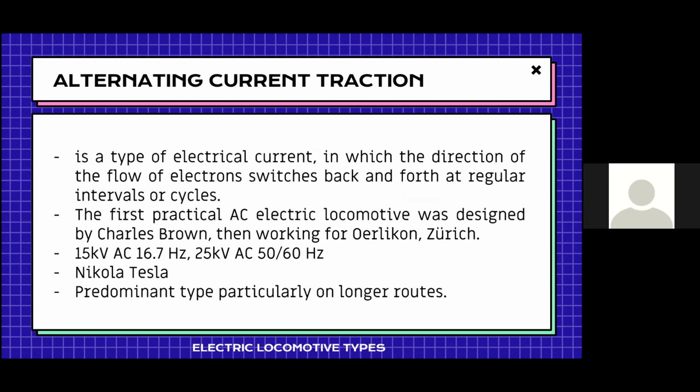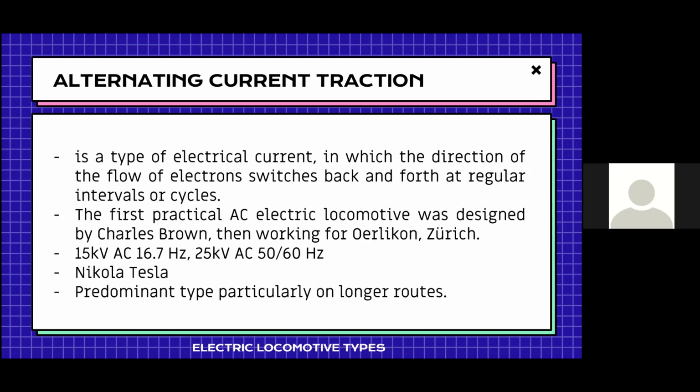Next po is yung alternating current. Ito naman po galing siya kay Tesla. Sa alternating po, yung flow niya is yung 0 to maximum, paulit-ulit lang. Ang unang alternating current na imbento na locomotive is gawa ni Charles Brown, yung inexplain ni JP kanina. Dito, dinemonstrate ni Brown yung long distance power transmission.